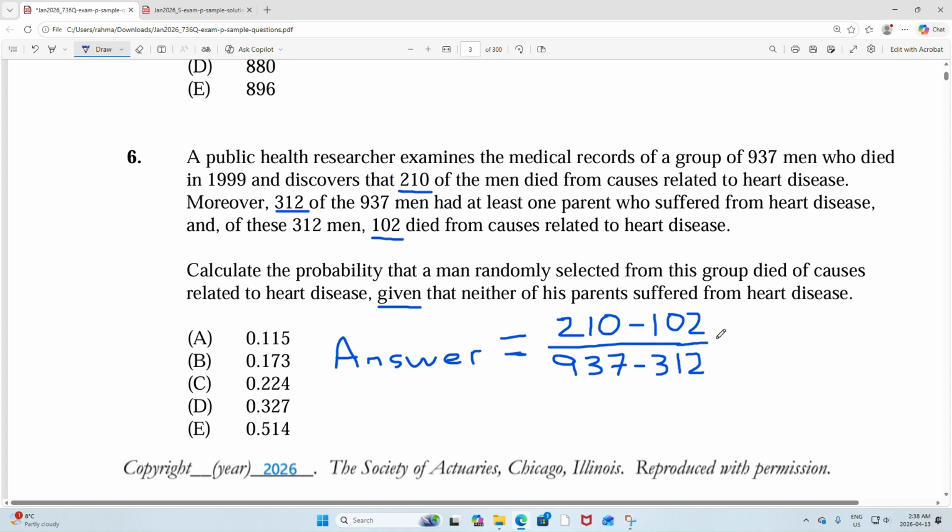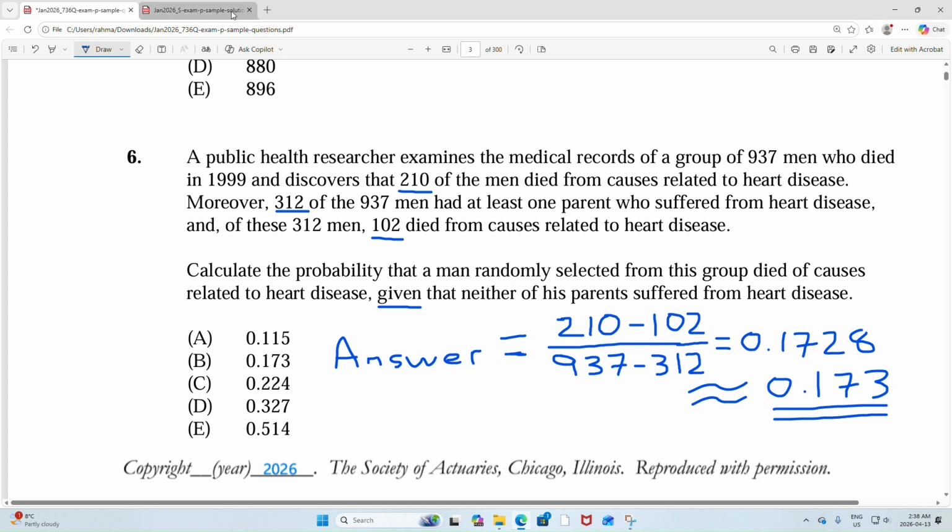And that's it. That's the answer. I've already put this into a calculator, so it's 0.1728. And if you round to 3 decimal places, you'll get 0.173. So that's the answer.